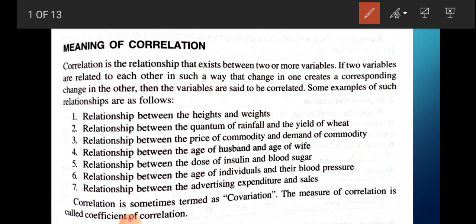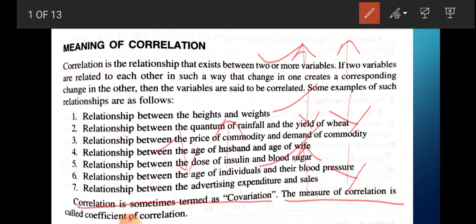This is the scenario, meaning there are four possibilities: one increases, then the other also increases. One decreases, then the other also decreases. One increases, the other decreases. One decreases, the other increases. So these are the four scenarios which may be possible in correlation. Correlation is sometimes also known as covariation. The measure of correlation is called a correlation coefficient.